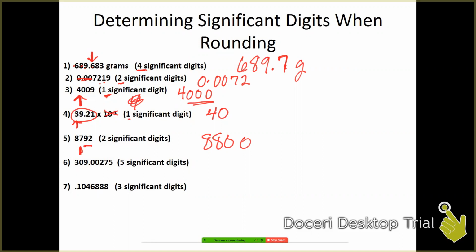Number 6, 0.00, perfect. And number 7, 0.105, all right, perfect. To me, the fewer significant figures it has, the harder it is. That's kind of how I feel about it, especially if you're having to just put in a placeholder.